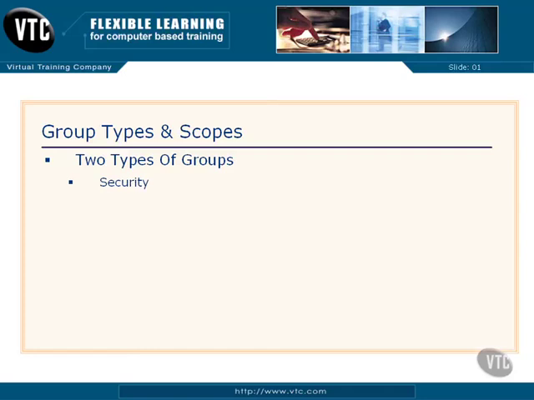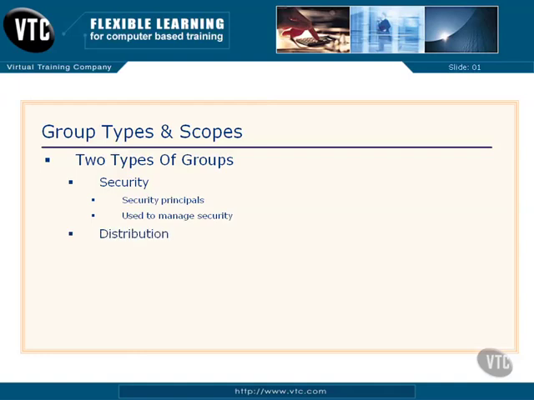Now there are really two basic types of groups. There is a security group, and that security group is a security principal, meaning that we can use that to provide access to a resource. And bottom line is that's what we're going to do with these. We are going to use security groups to group our users together to manage security, to manage access to resources on our network.